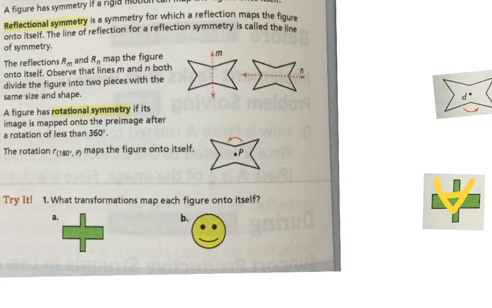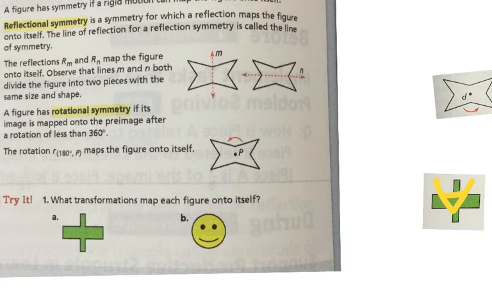So, again, think about it. You've got line M here. If I were to reflect this image over line M, it would still look exactly like itself, right? Or kind of like Grayson was saying, if we fold it over that line, am I going to have the exact same figure? Is it going to line up perfectly? And it will. So that's called reflectional symmetry.